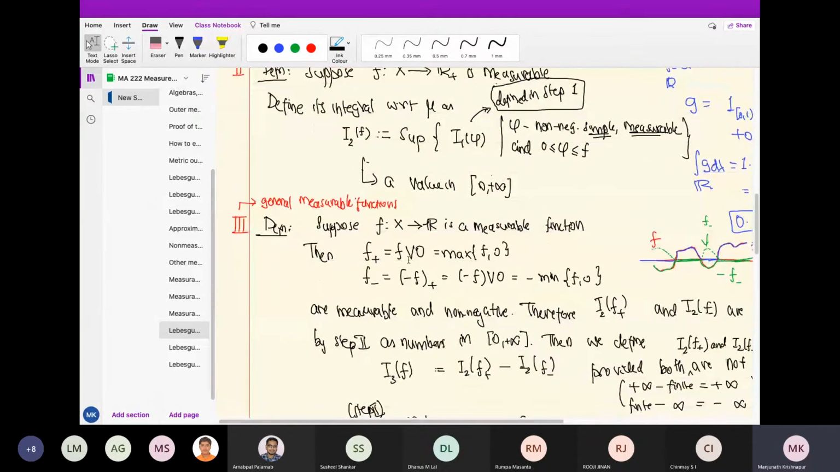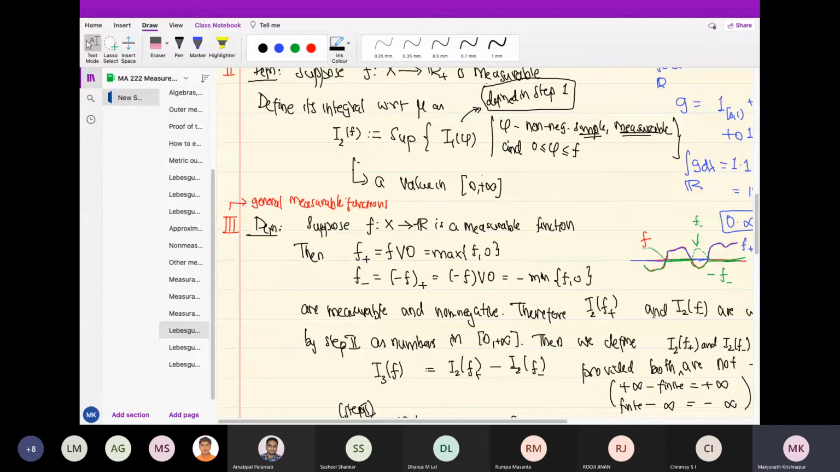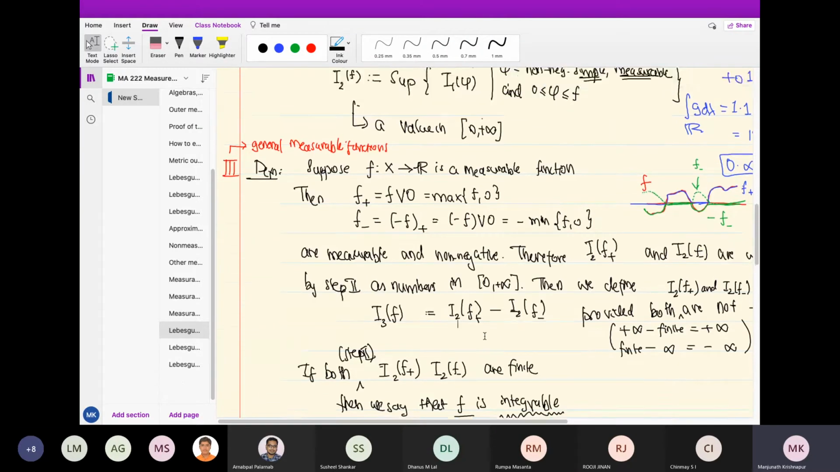And then we go to general functions. We can break it into a difference of two non-negative functions. There's a very specific way we do it, as f plus minus f minus, and both of them are non-negative measurable functions. So we just define the integral as the difference of the integrals.